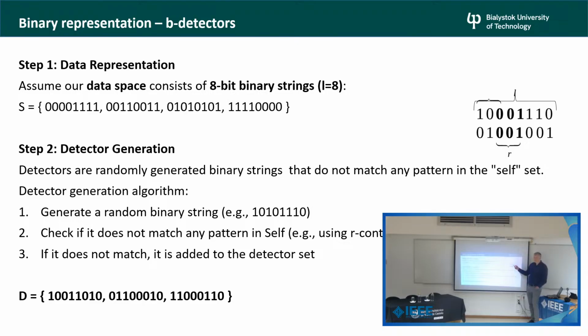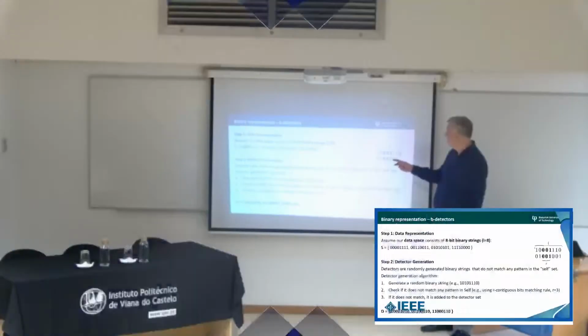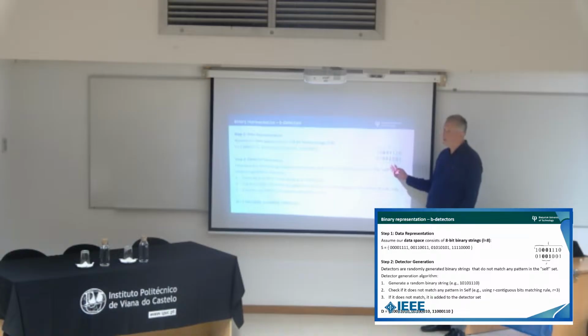It works in this way: we have 8 bits. If we assume that R is equal to 3, a rule of R continuous bits matching, R is 3. So we check 3 bits, on each position, whether the pattern is the same. For example, in this case, the pattern and the possible detector are the same because we found 3 continuous bits on the first and the 3 positions in the detector and in the pattern.